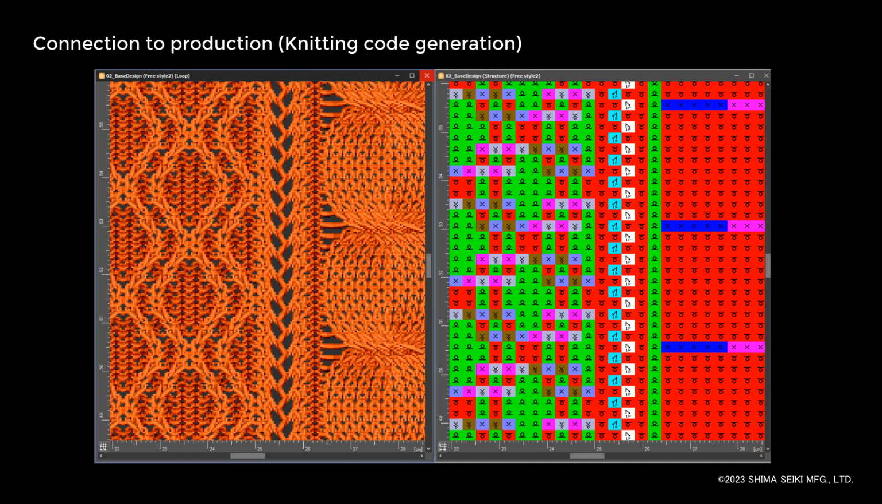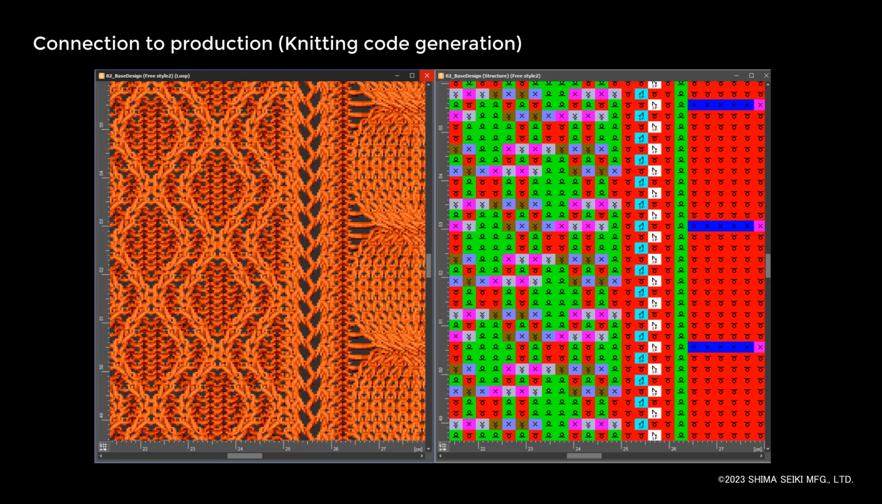That means with APEXFiz, it is possible to not only create 3D as a visual, but also to achieve a complete DPC that leads to final production. This technology can only be realized by Shima Seiki, a manufacturer of flat knitting machines.